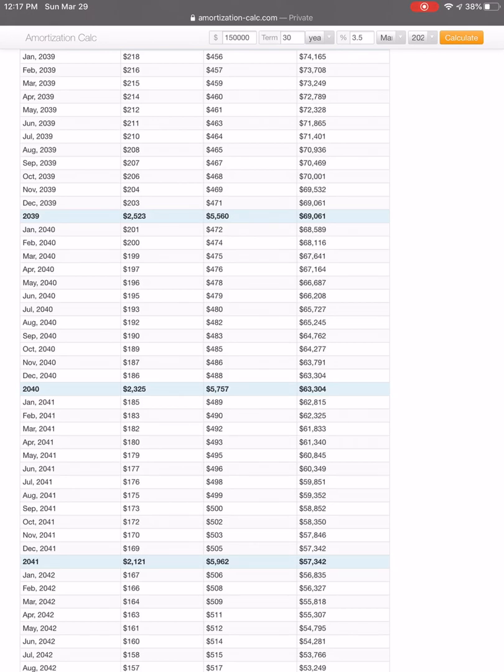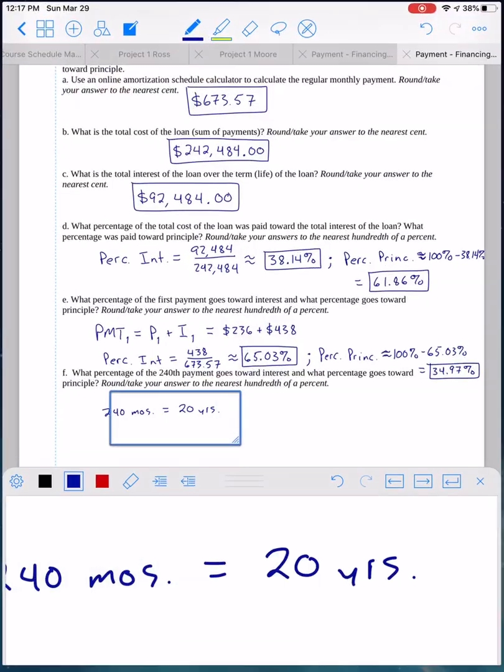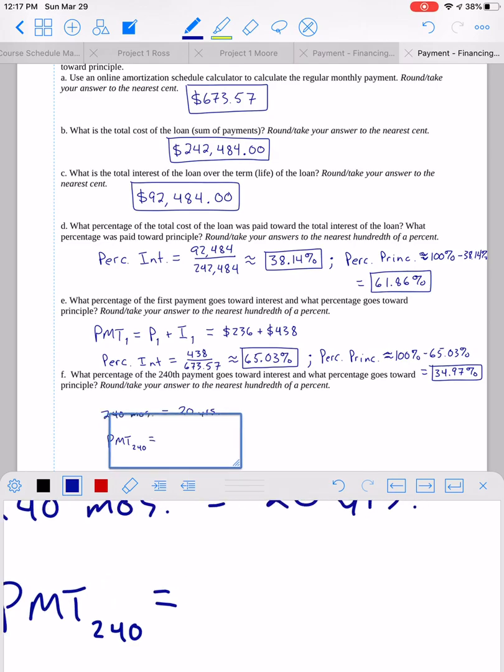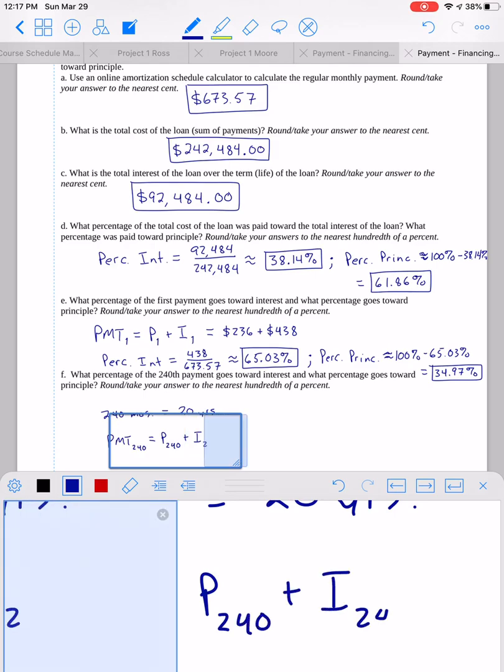We've got February 2040. It looks like our interest is $200. Our principal is $474. Remember, interest is on the left, principal's on the right, and our two columns next to the date. So $200 for interest, $474 for principal. So payment 240 breaks down into, well, it's principal for 240 plus the interest for 240.